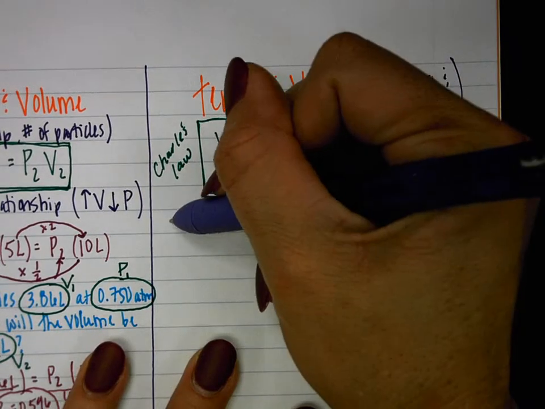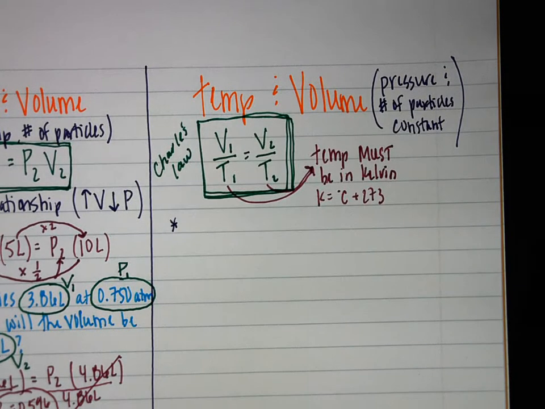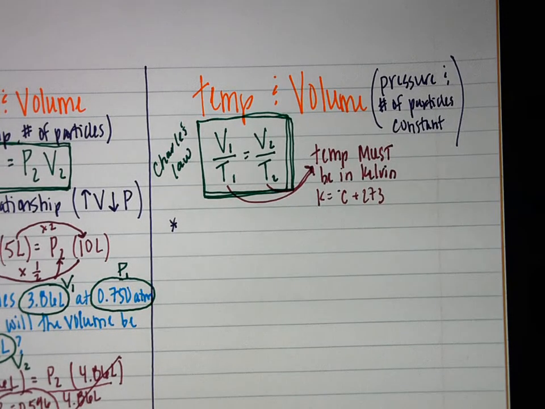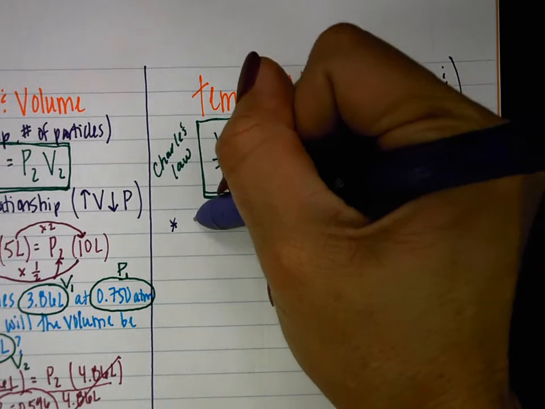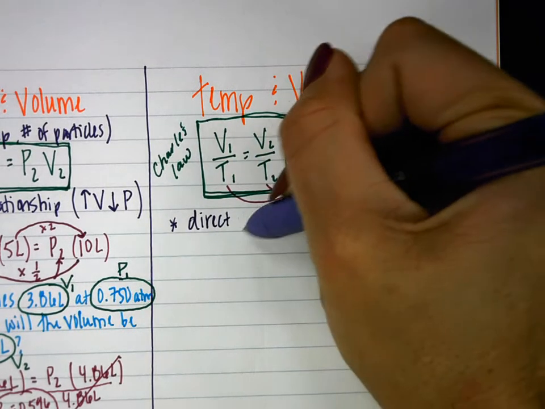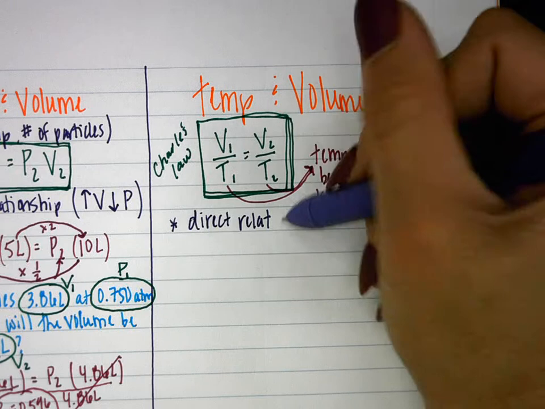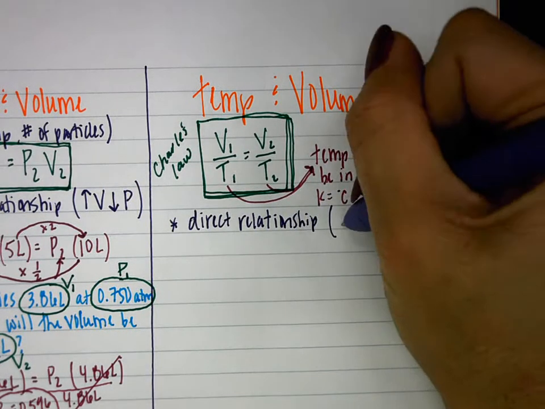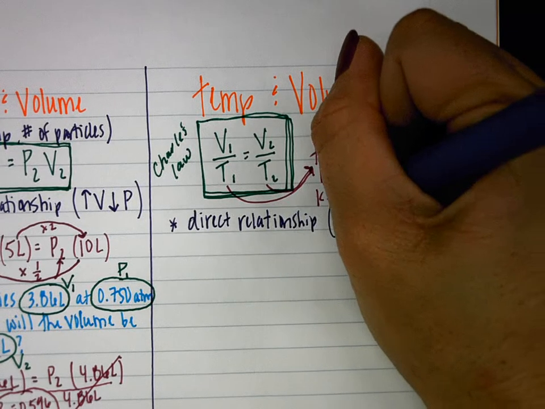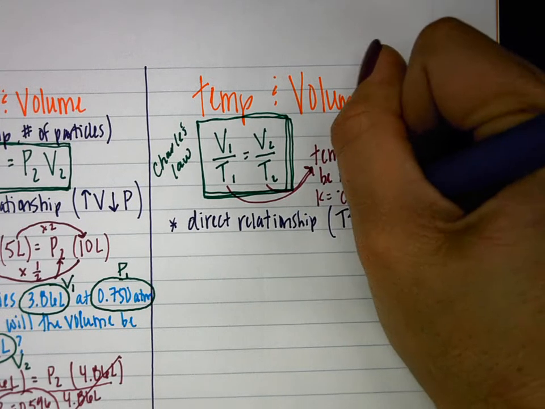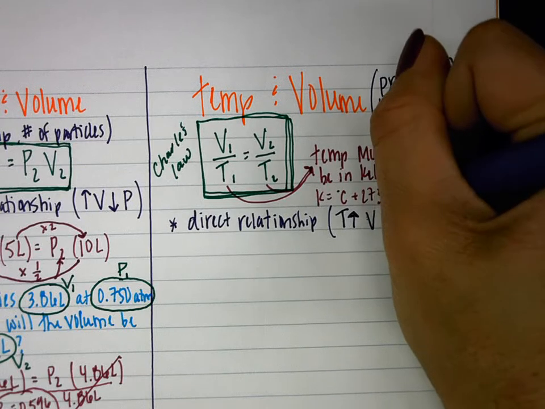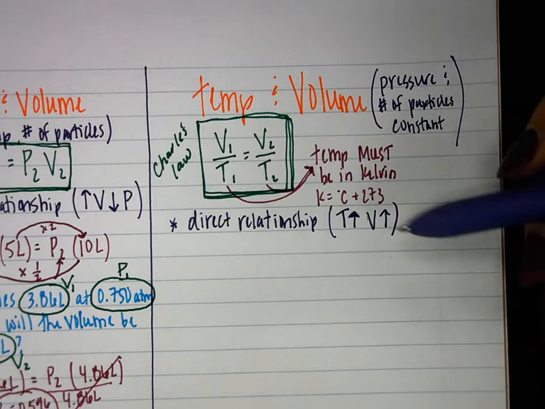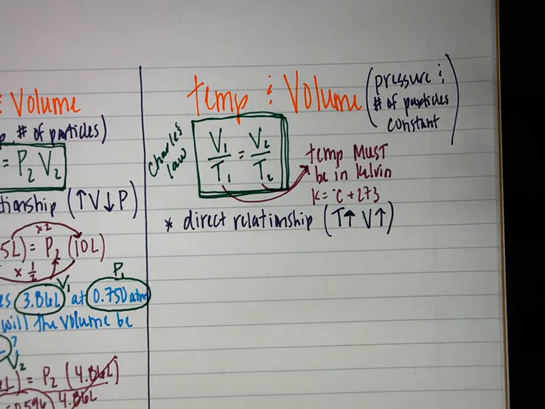All right, and this is a direct relationship, right? If our temperature goes up, those particles are going to move faster. We're keeping pressure constant, so that space is going to get bigger, right? They're going to need more space. So this is a direct relationship. So if the temperature increases, our volume is going to increase, right?